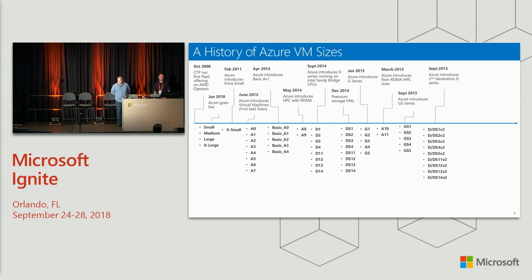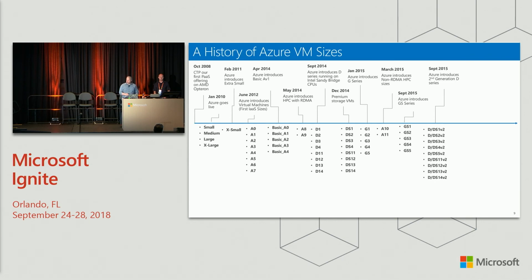Now then, September 2015. We see a lot of these things popping up in September. We introduced the next version of D series, and this moved us from a Sandy Bridge-based system to a Haswell-based system. Again, this is the first time that we had a simultaneous launch of the S and non-S variations of the size at the same time.